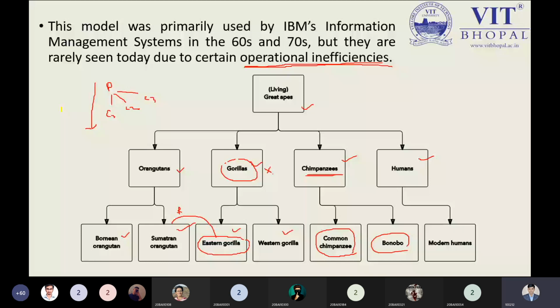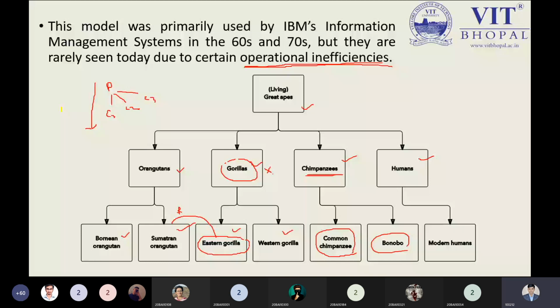The hierarchical model is very simple to look at, but it is not easy to implement compared to the network model. The network model is easy to implement because we have the linked list data structure. But the tree data structure is not easy to implement because we have to do more hard work to implement this model. It seems very simple, just like the parent-child relationship we have, but it is not easy to implement. We have to understand this point properly.